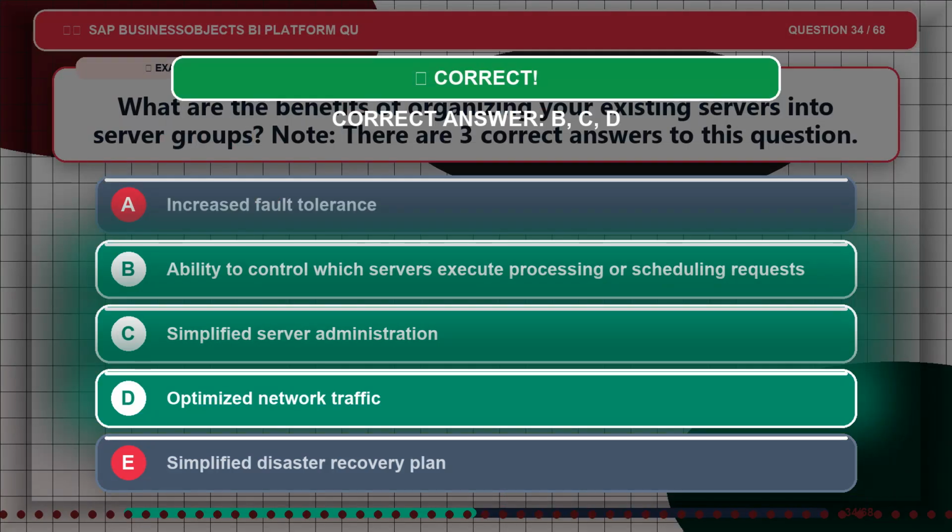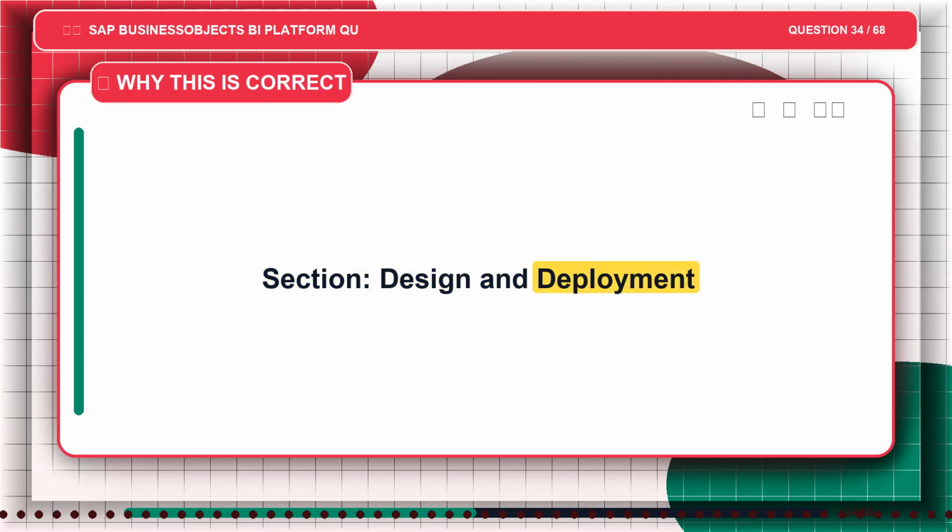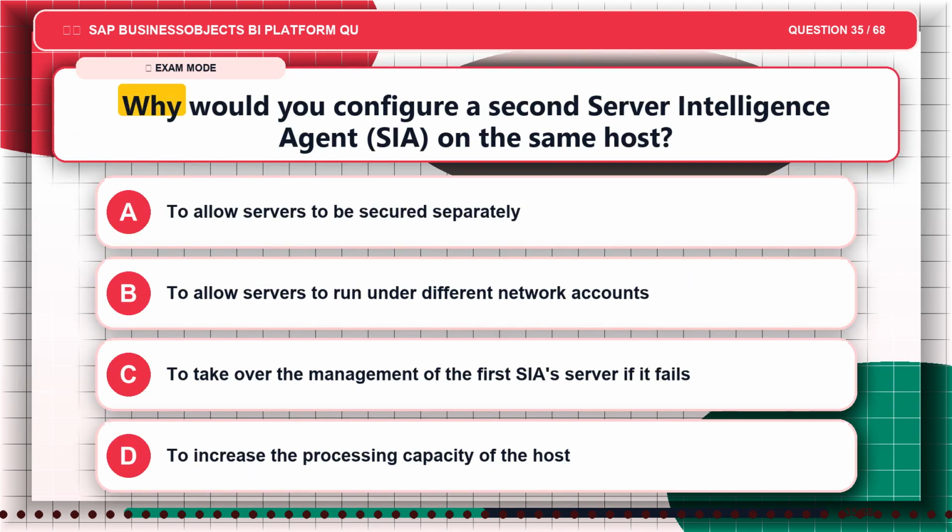The correct answers are options B and C and D. Ability to control which servers execute processing or scheduling requests. Simplified server administration. Optimized network traffic. Section, Design and Deployment. Question 35. Why would you configure a second server intelligence agent, SIA, on the same host?